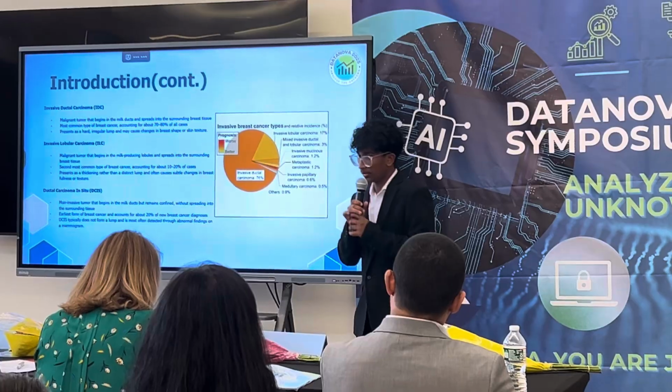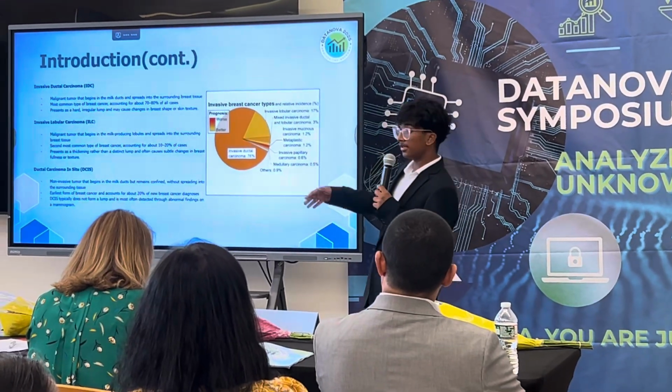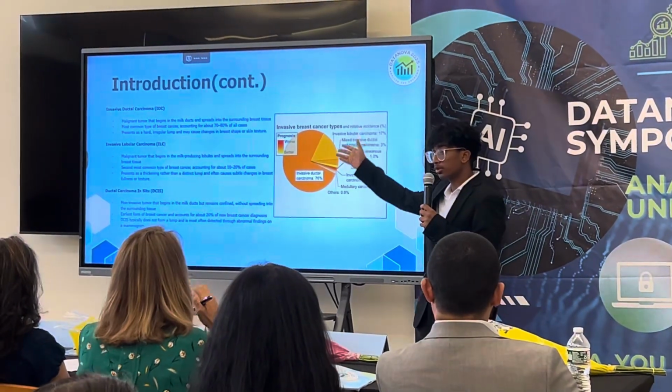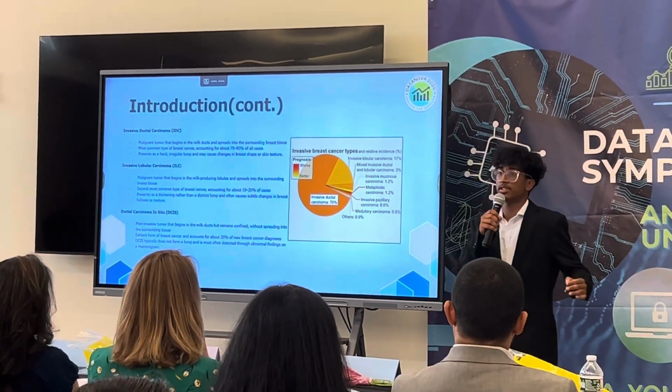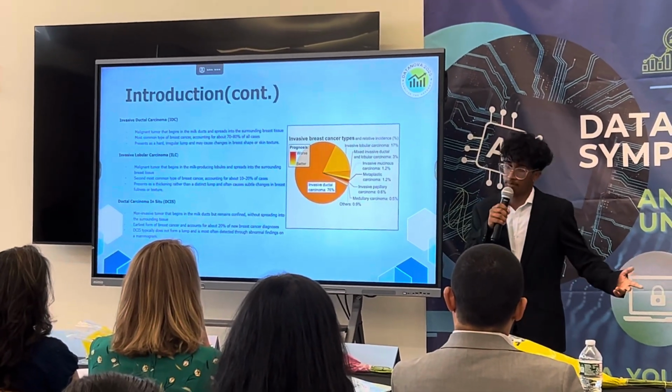Another group already went over this, but these are the 3 main types, and this pie chart shows how common they are. Going from most common to least common, we have IBC, ILC, and DCIS, but the main thing you need to know is that their names are different because they originate in different places on the breast.